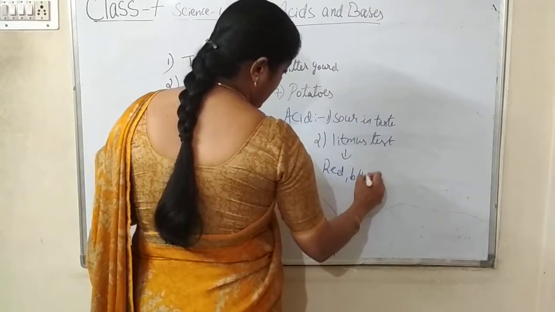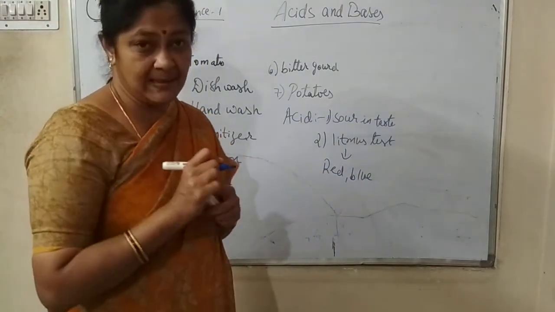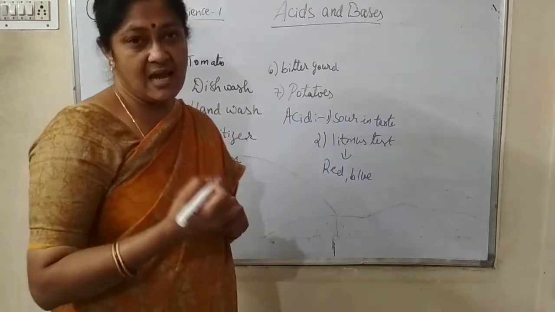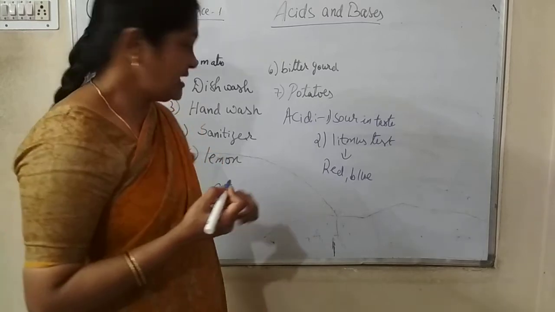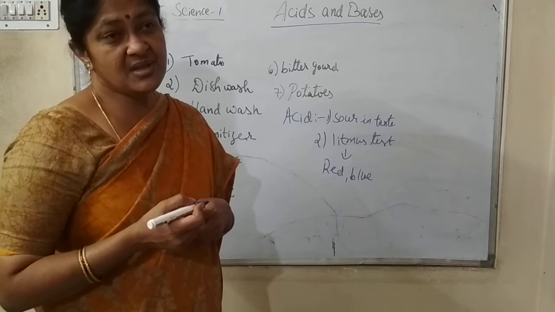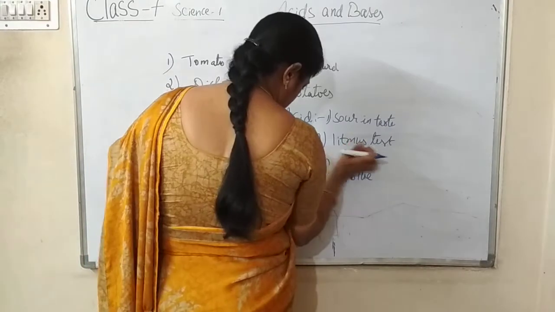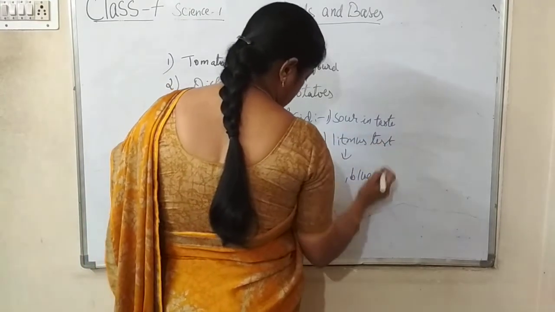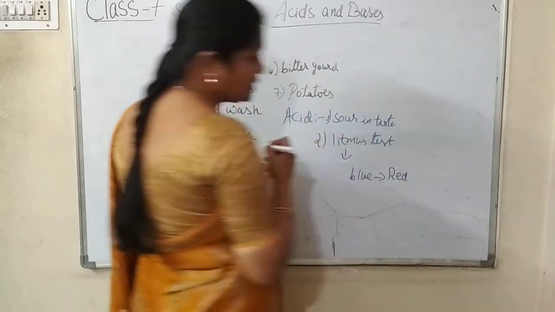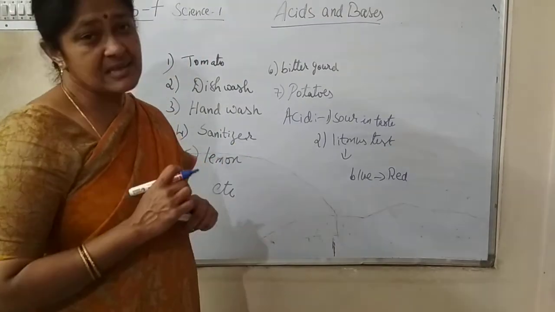This is a paper, a natural one, which is extracted from lichens, plants, and then it is made into a paper, and two different colors they have. They are used to identify whether it is an acid or a base. If it is an acid, we use a blue litmus. Blue litmus will turn to red in color, which tells us that it is an acidic substance.